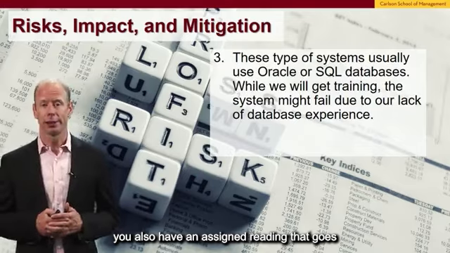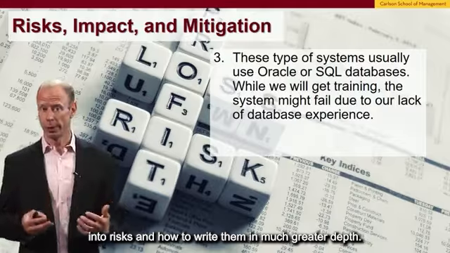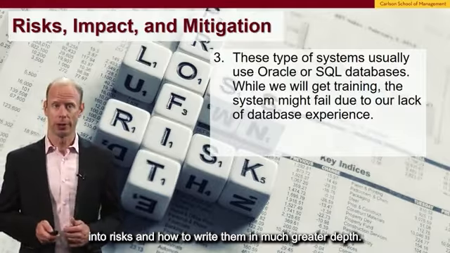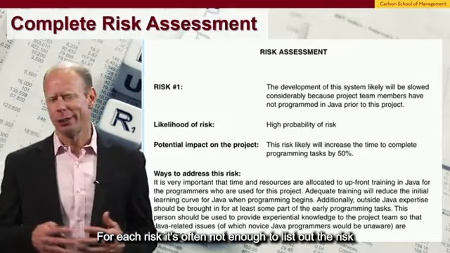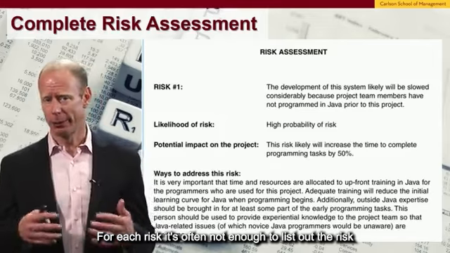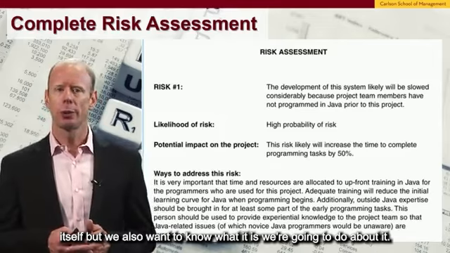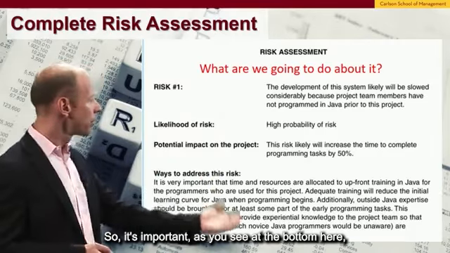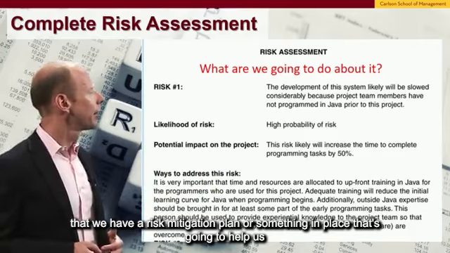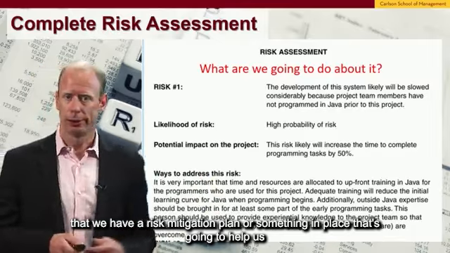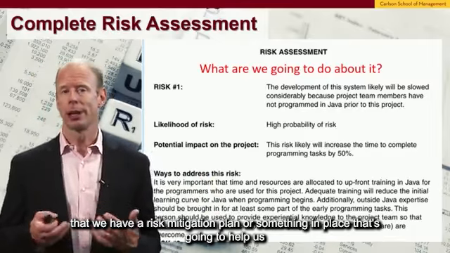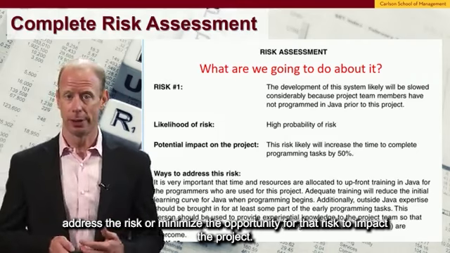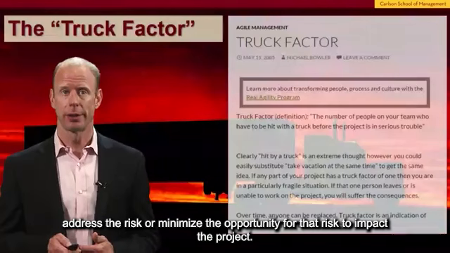You also have an assigned reading that goes into risks and how to write them in much greater depth. For each risk, it's often not enough to list out the risk itself, but we also want to know what it is we're going to do about it. And so it's important, as you see at the bottom here, that we have a risk mitigation plan or something in place that's going to help us address the risk or minimize the opportunity for that risk to impact the project.